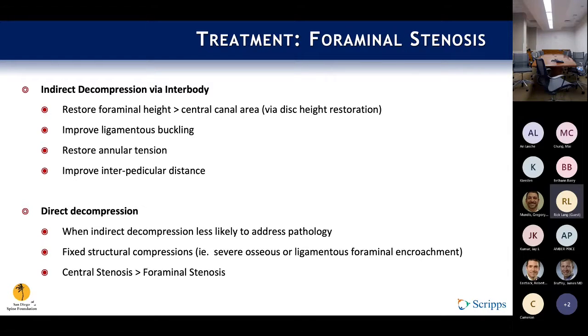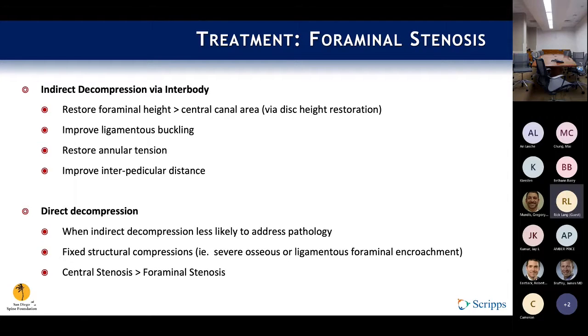So when would that be? That is things like fixed structural compressions without as much height loss. So severe osseous or ligamentum flavum buckling from a facet hypertrophy or spondylosis that is driving significant compression with maintained disc height, for example, or reasonable disc height, where just bumping up a disc height isn't going to necessarily address the pathology. Those are times when you would probably err towards more of a direct decompression for a foraminal stenosis.